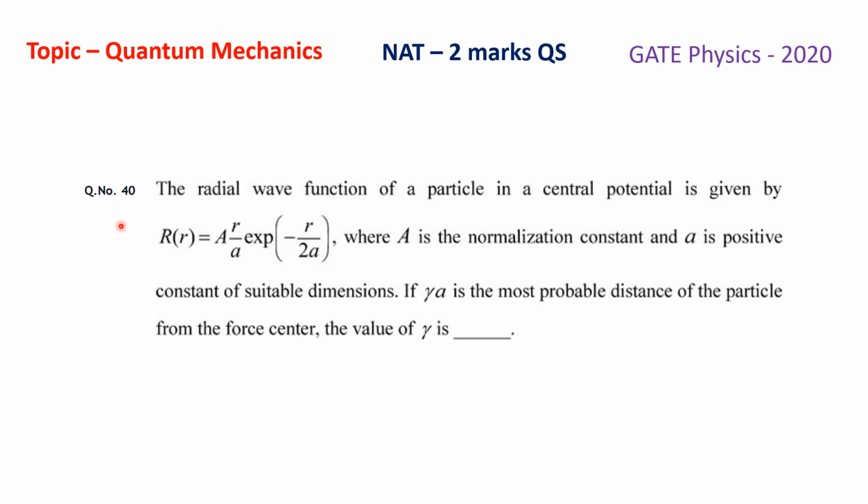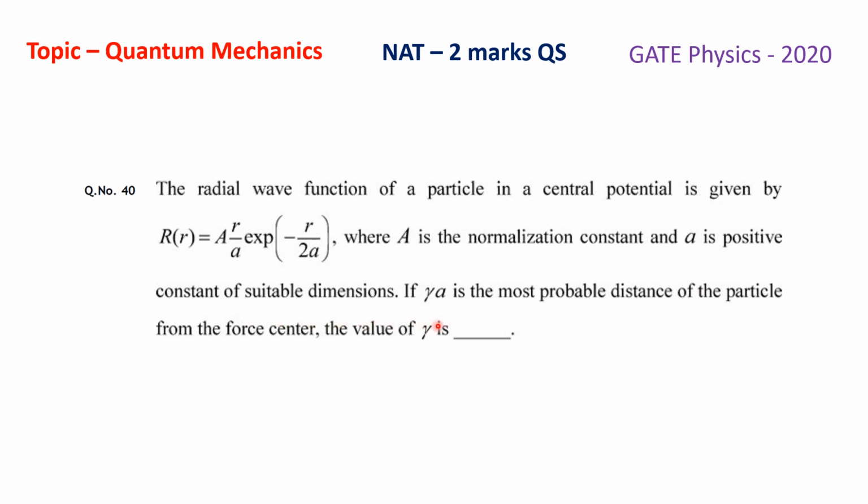The question is, the radial wave function of a particle in a central potential is given by R as a function of small r, that is position, equals A times r by a times exponential of minus r divided by 2a, where A is the normalization constant and small a is a positive constant of suitable dimensions.